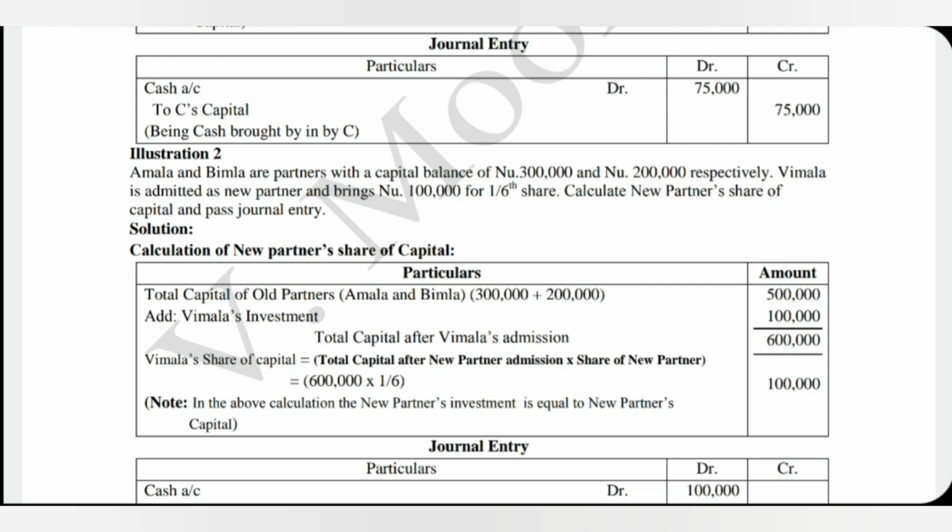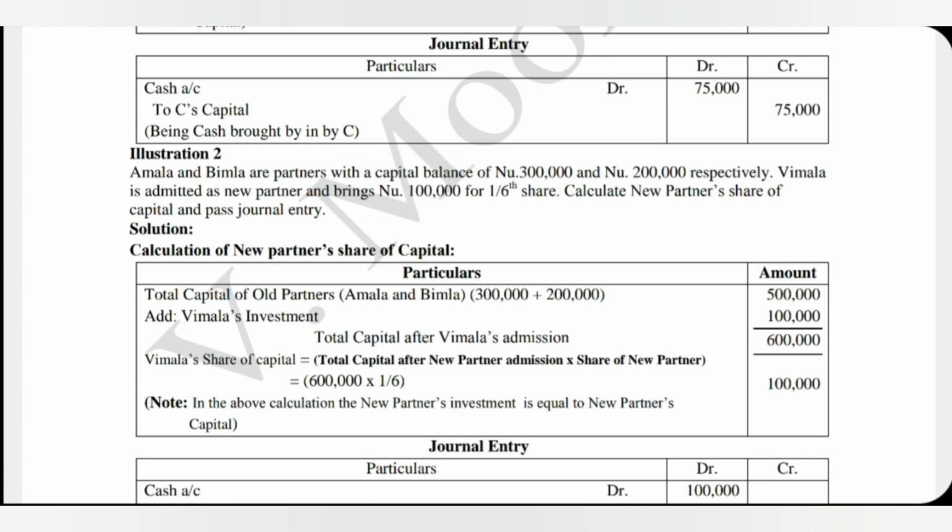Total capital of the old partners put together, that is 300,000 plus 200,000, comes to 500,000. Vimla's investment, that is the amount of money which is brought by Vimla, is 100,000, which comes to 600,000. So that becomes the total capital after Vimla's admission. Now we have to find out Vimla's share of capital, which is the total capital after the new partner's admission times share of the new partner, that is 600,000 times 1/6 is 100,000. Here also, in the above calculation, the new partner's investment is equal to the new partner's capital.